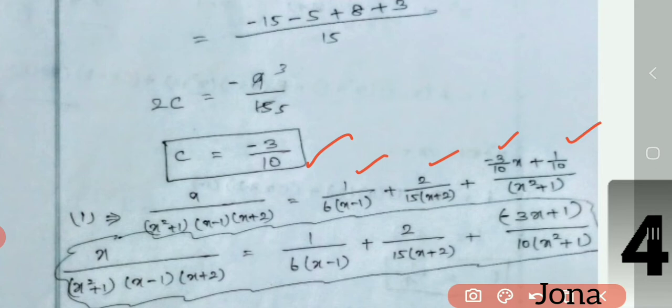And then you should simplify this also like this. This 1 by 6 can be written at the denominator like this. Here also we got two denominators as 10. We can take this 10 to the denominator here. So in the numerator you have only 3x plus 1, divided by 10 into this (x square plus 1).